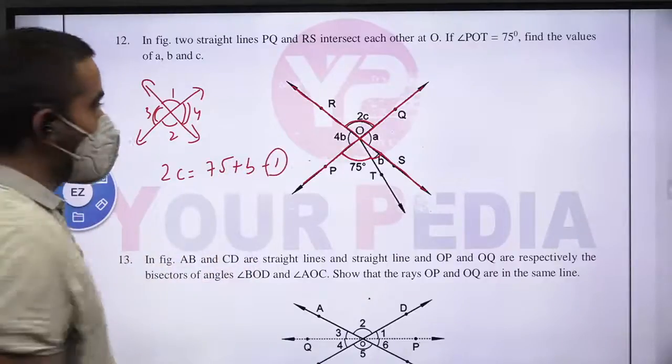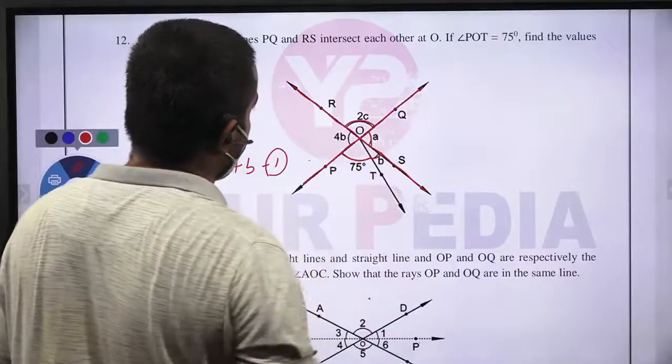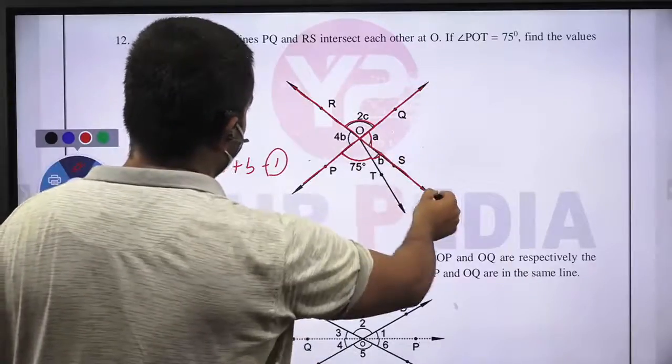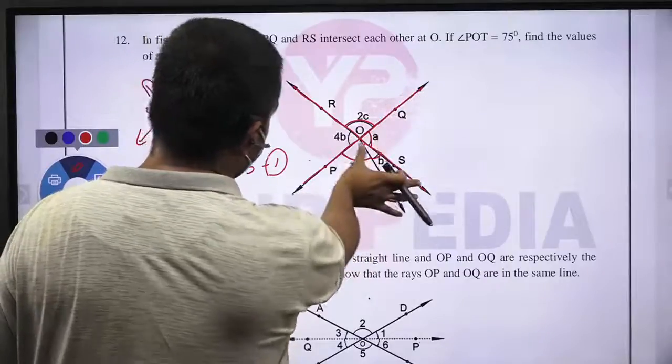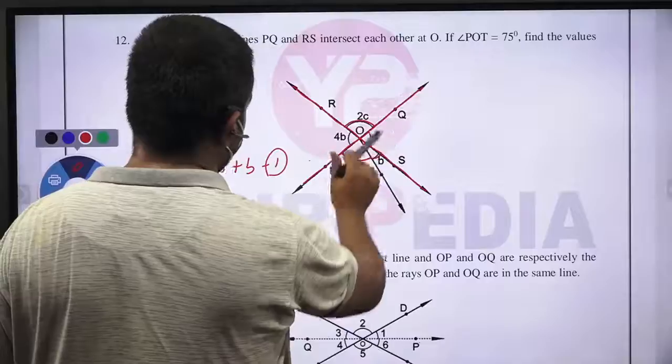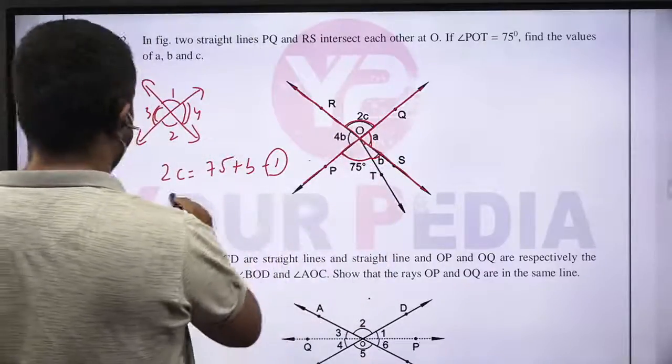Please check this carefully. Then this A is between this and this, so there must be two different rays. So this is PQ and this is RS. And similarly 4B, so this is RS and PQ. So A is equal to 4B.